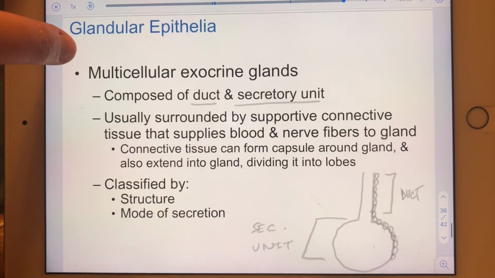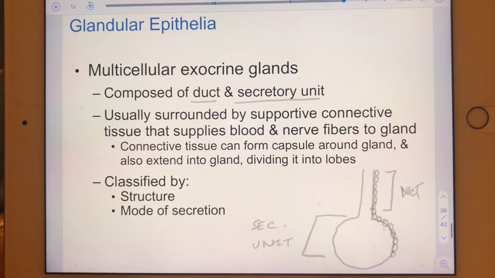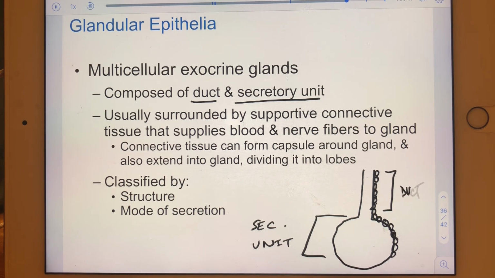Multicellular exocrine glands, again, sweat glands, salivary glands, right? You could even consider the glands of the stomach to be exocrine glands. We will see a duct and a secretory unit. So if we have a really basic gland made up of multiple cells, then this portion here would be the secretory unit, and this portion, the duct, is often, but not always, comprised of simple cuboidal epithelia. Together, secretory unit plus duct equals the whole gland.